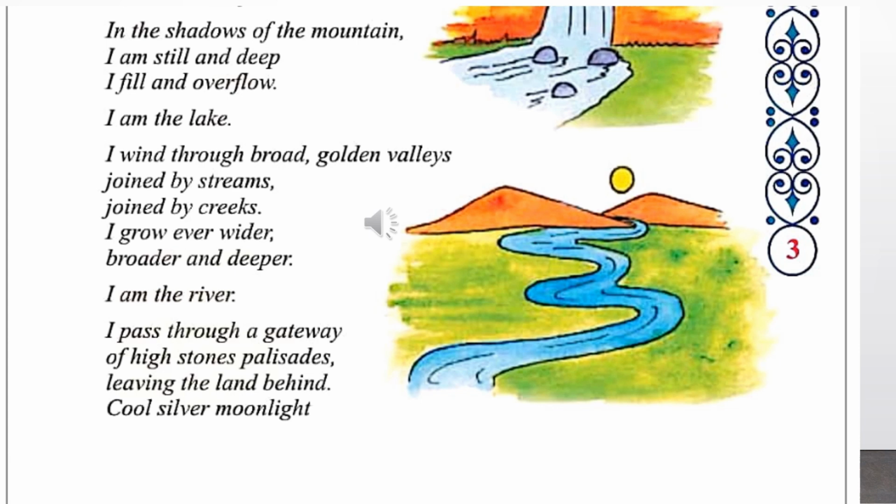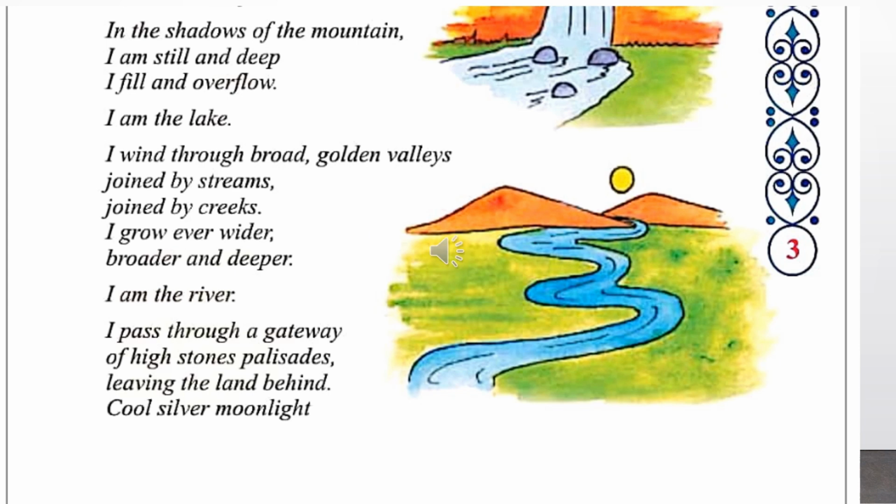I wind through broad golden valleys joined by streams, joined by creeks. I grow ever wider, broader and deeper. I am the river. After some time, streams and creeks join with it and it grows wider, broader and deeper like a river.